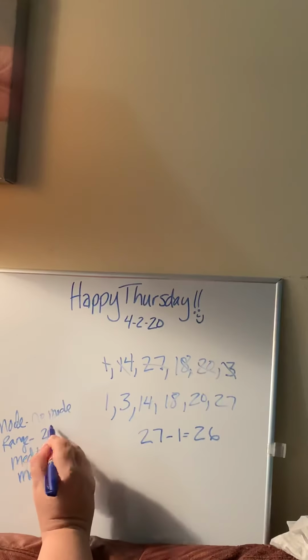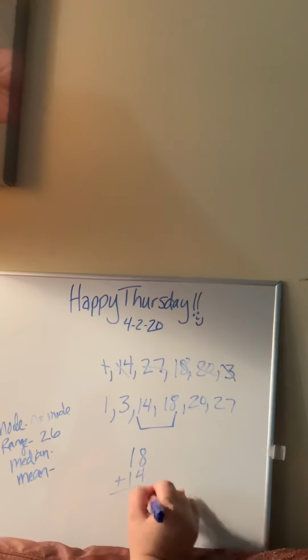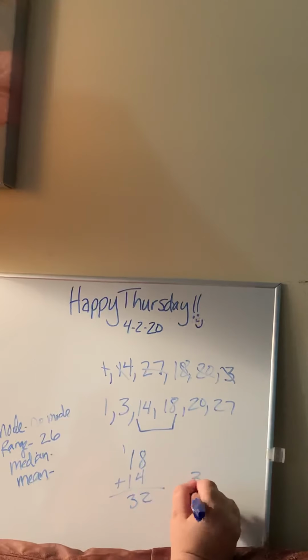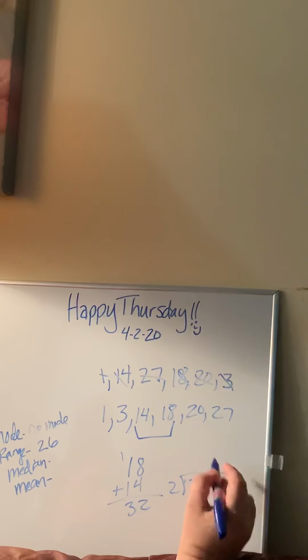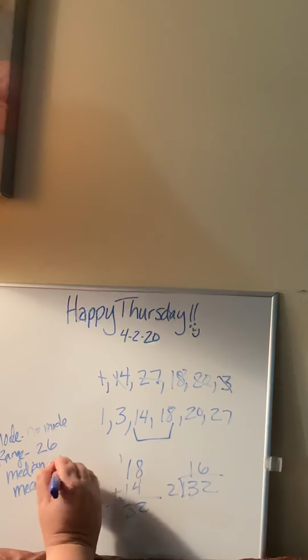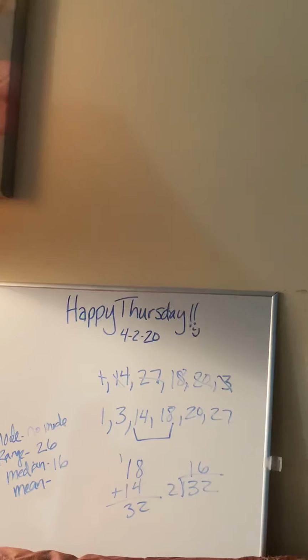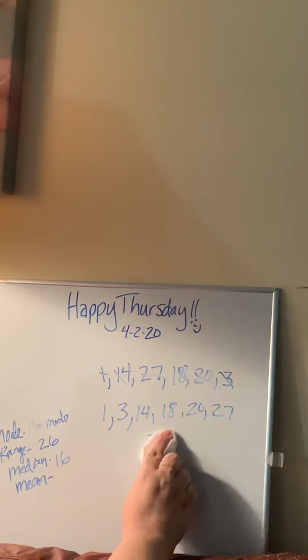All right, median. So because we have 6 numbers, we've got 2 numbers in the middle. So again, what do we do? We add them together, okay? And then we're gonna divide them by 2, okay? 2 will go into 32 16 times, okay? So your median is 16, okay? And then the mean, last one, okay?